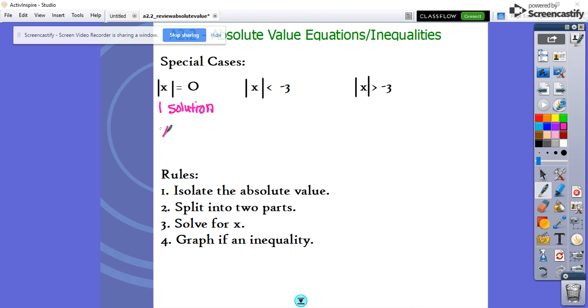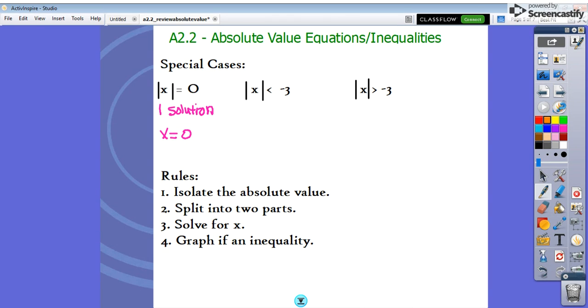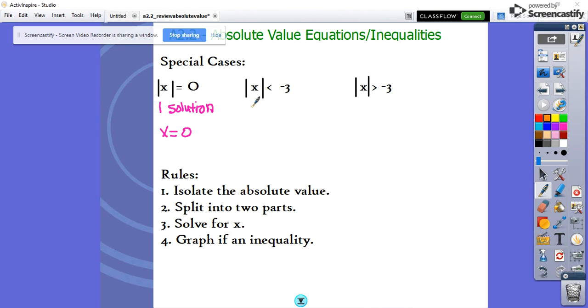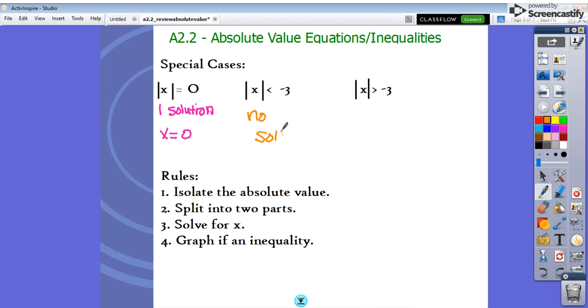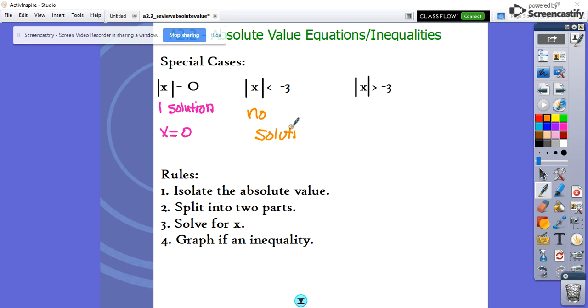And the one solution answer is when x equals 0. Okay, one solution answer. Absolute value of x is less than negative 3. Well, we know absolute values are greater than or equal to 0. So can it be less than negative 3? No, no solution here. I cannot have answers that are less than -3. That makes them more negative. No solution.